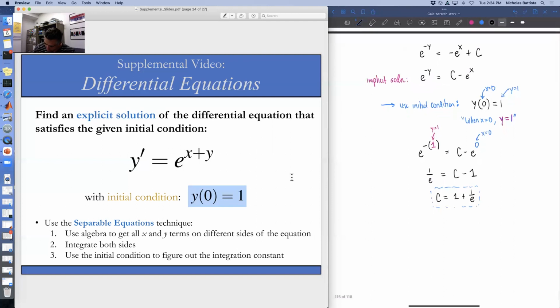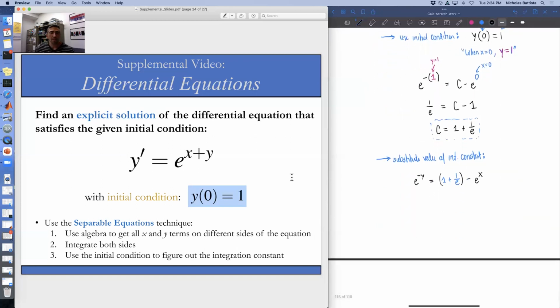So what our solution looks like, so I'll just say substitute integration constant. Again, we're just going to take the solution we had prior and put in what we know c to be now. So we have e to the minus y equals c, which is 1 plus 1 over e, minus e to the x.